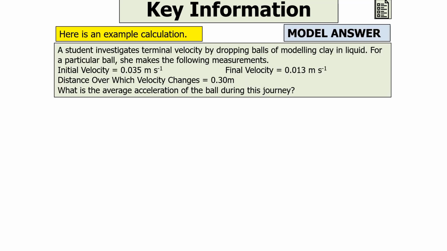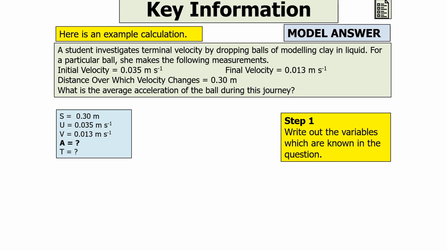So here's an example calculation. A student investigates terminal velocity by dropping balls of modelling clay in liquid. For a particular ball, she makes the following measurements. Initial velocity is 0.035 meters per second, final velocity is 0.013 meters per second, and the distance over which velocity changes is 0.30 meters. What is the average acceleration of the ball during this journey?